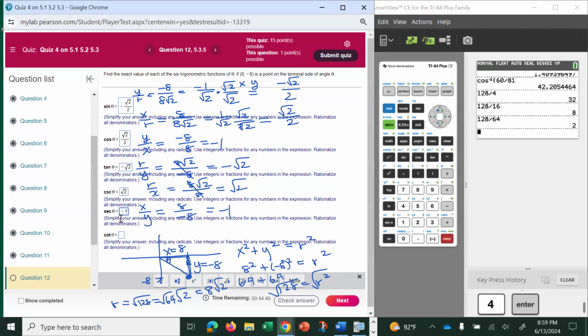And, oh, I think I did this wrong. Oh, tangent is, I skipped one. I wrote that tangent is y over x, it's -1. And then r over y, that was the cosecant, so that's negative root 2. Secant was positive root 2. I may have been entering this in the wrong place, and this is -1. Okay, so 1, 2, 3, 4, 5, 6.